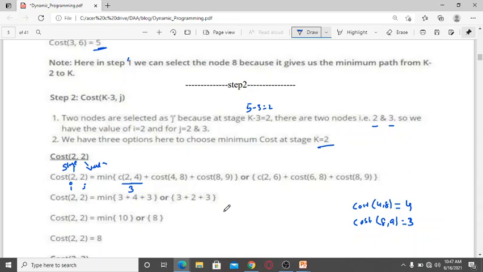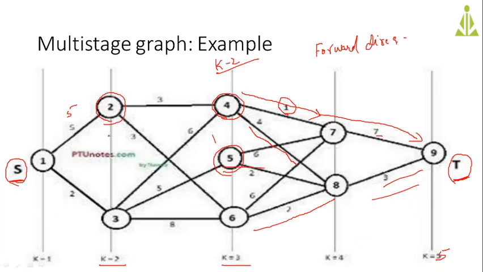Okay, so here we got it. And next, minimum this week completed. What cost 4 comma 8? 4, cost 8 comma 9 is 3, or 2 comma 6, because from 2 it's going to 4, from 2 it is going to 6.